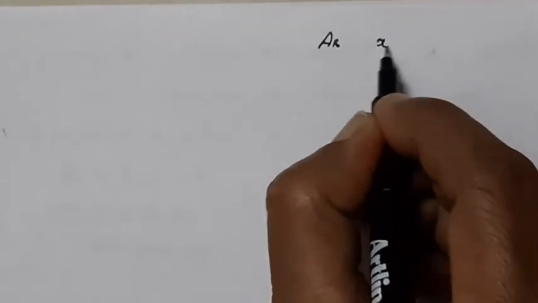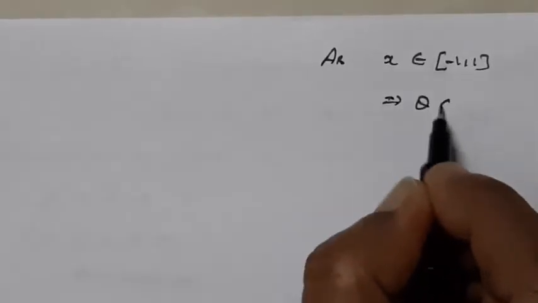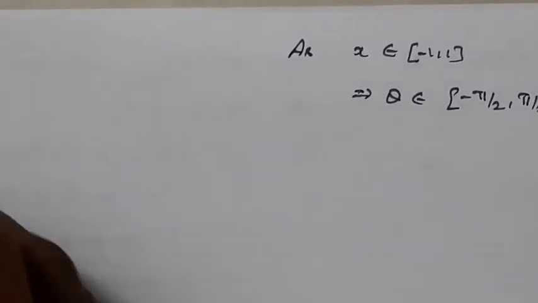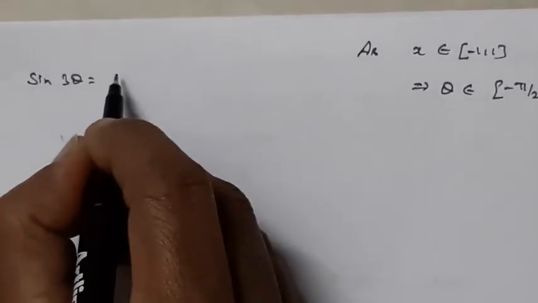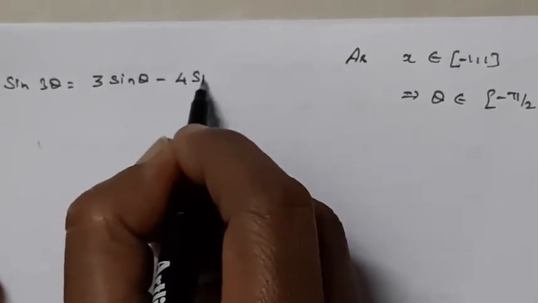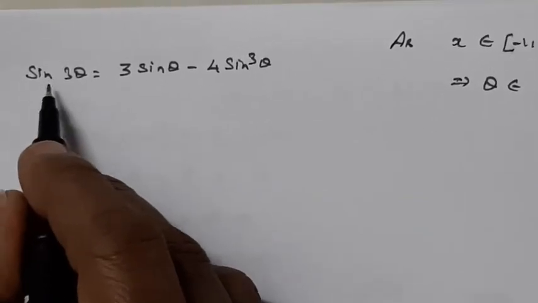So, as x belongs to the domain minus 1 comma 1, which implies that theta belongs to the closed interval minus pi by 2 to pi by 2. Okay. Now, let us take sin 3 theta. So, what is sin 3 theta? This is equal to 3 sin theta minus 4 sin cube theta. This is the formula for the multiple angle sin 3 theta.